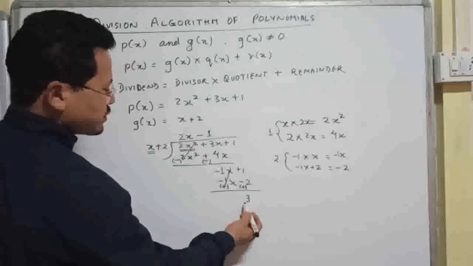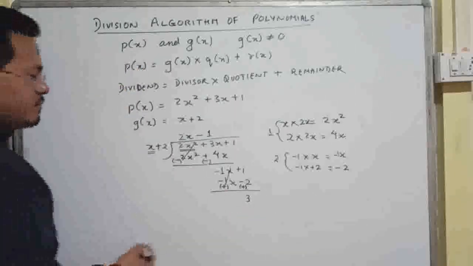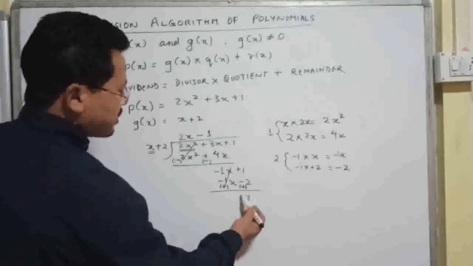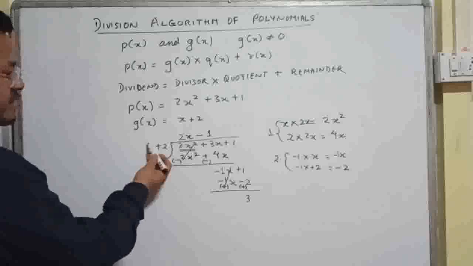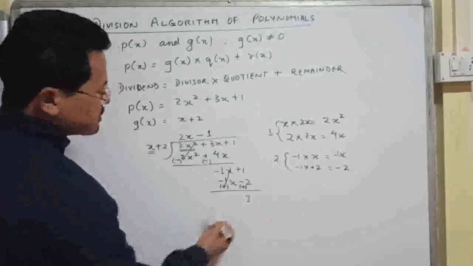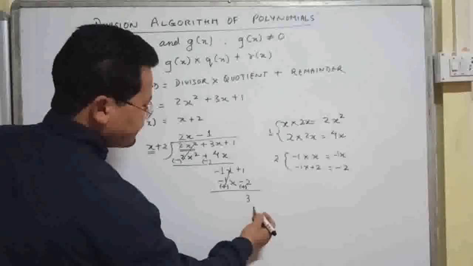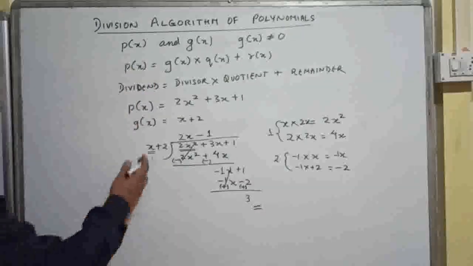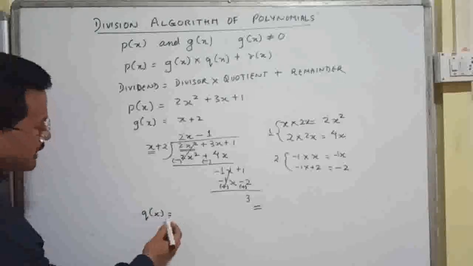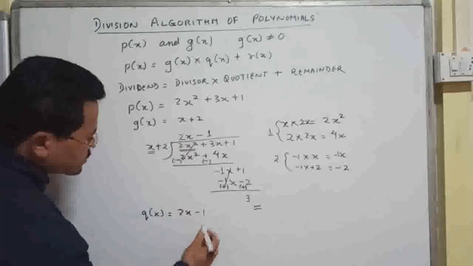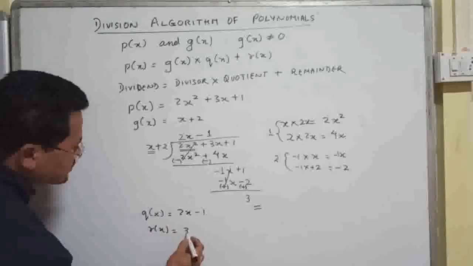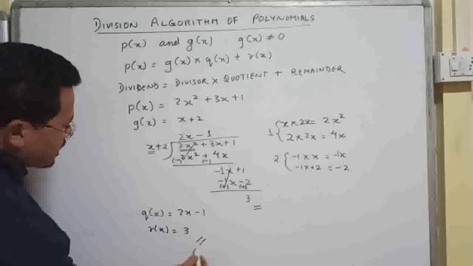After this we cannot further divide it, because here the remainder has a smaller power than the divisor. Divisor has power 1, this has power 0. So now we end our division here. So we can write the quotient as 2x minus 1 and the remainder as 3. So this is our answer.